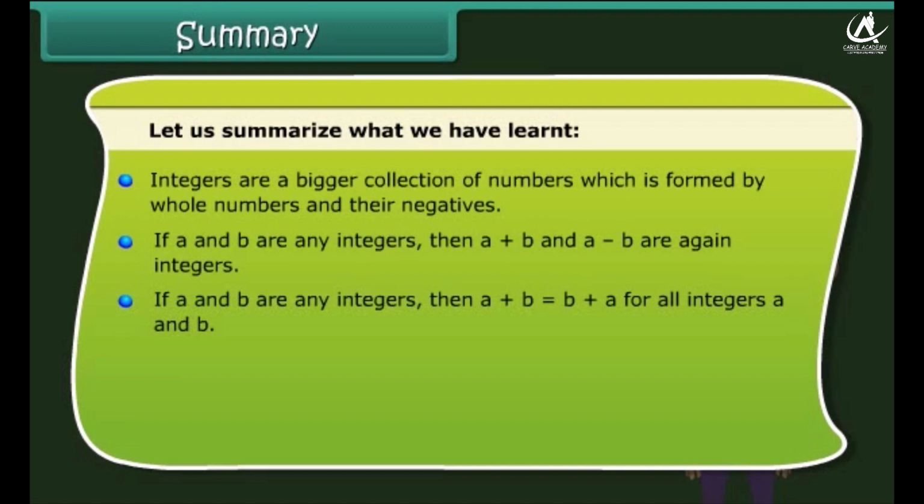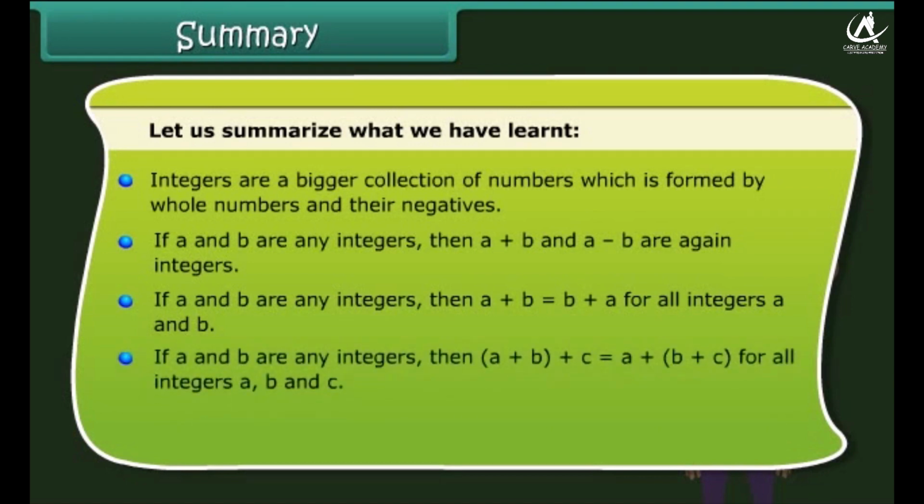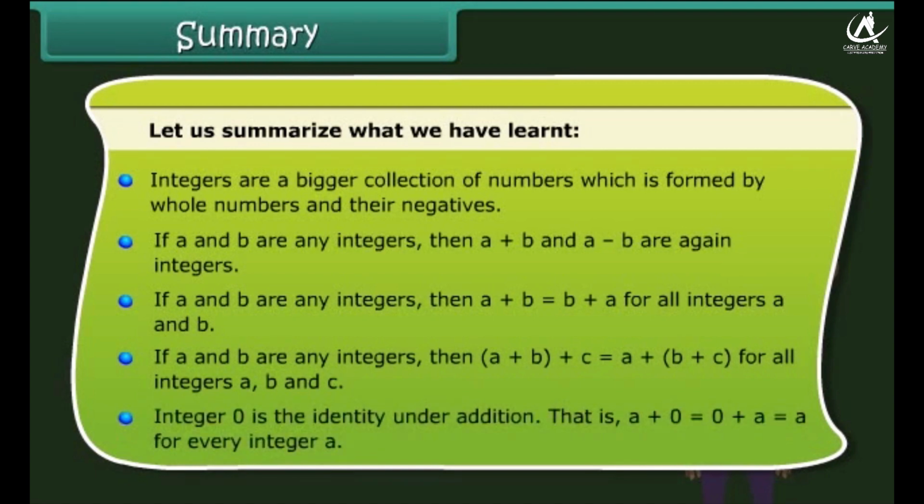If a and b are any integers, then a plus b is equal to b plus a for all integers a and b. If a, b and c are any integers, then a plus (b plus c) is equal to (a plus b) plus c for all integers a, b and c. Integer 0 is the identity under addition. That is, a plus 0 is equal to 0 plus a, which equals a for any integer a.